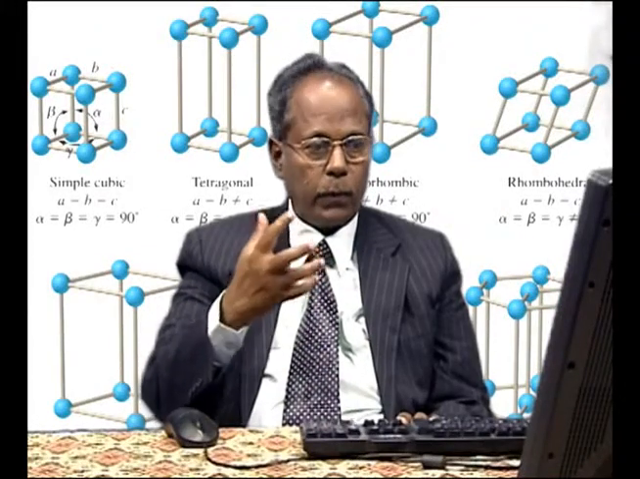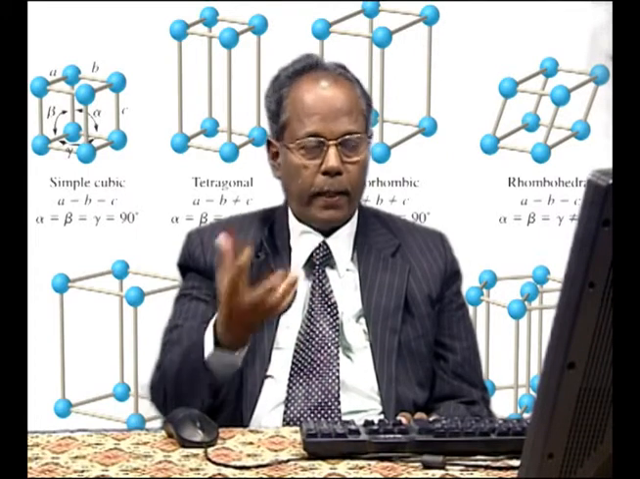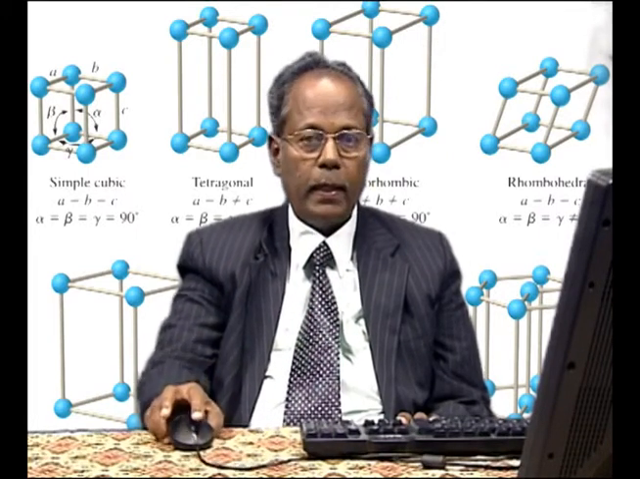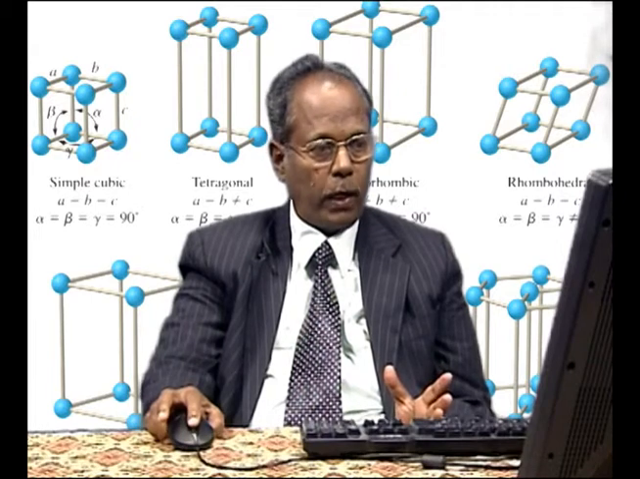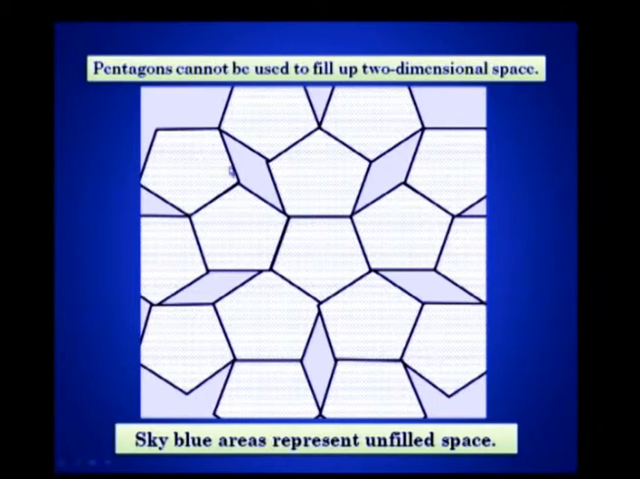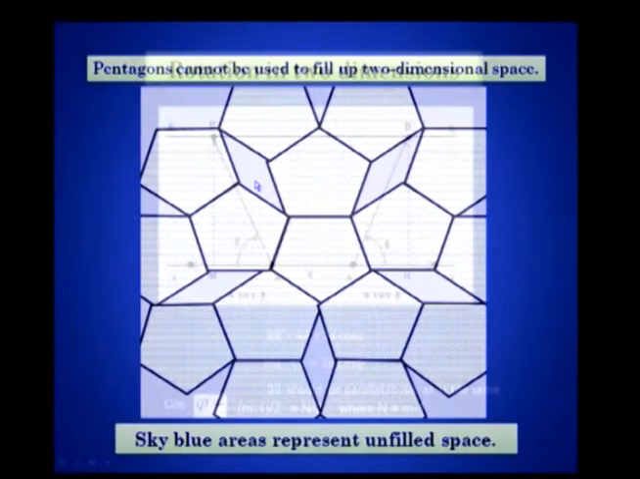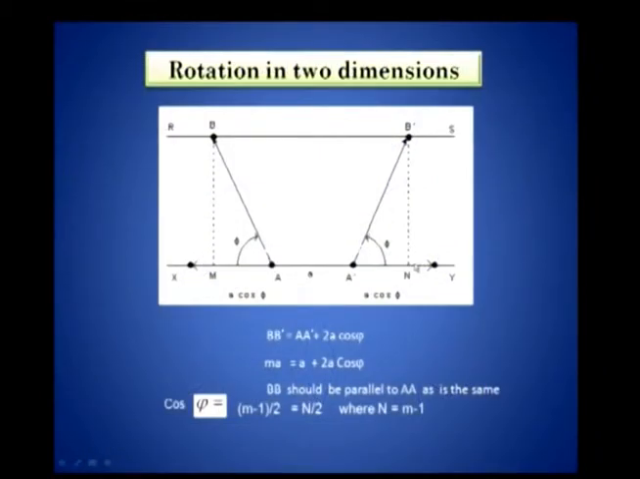So, squares can be kept side by side, okay, one over the other or side by side, to fill up a 2 dimensional space. On the other hand, if you try to do the same thing with pentagons, you will find that it is impossible to have pentagons side by side without having some empty space. There will be some unfilled area, right. That is what you get from this mathematical proof.